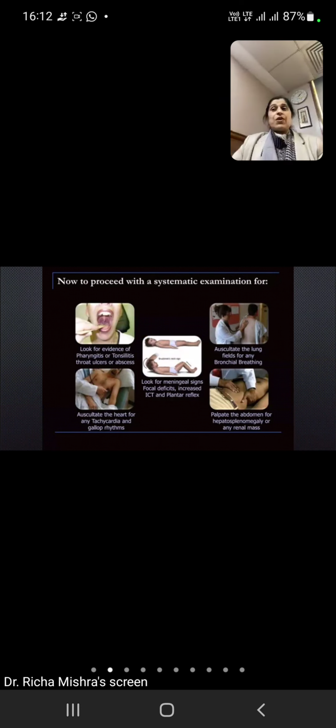Next slide. When we do a clinical examination, we check the throat. And when we look at the throat, we look at the oral cavity, we look at the pharyngeal wall. We see if it is red, if the tonsils are enlarged, if they're angry looking, or if there are any pus points in the throat.